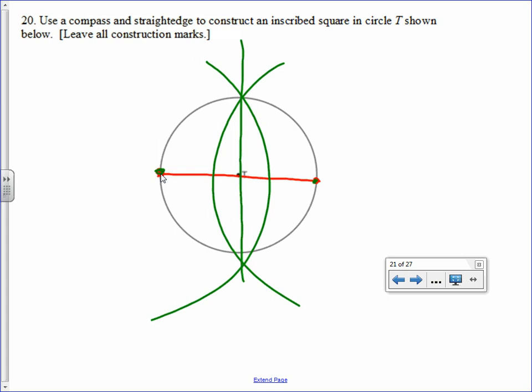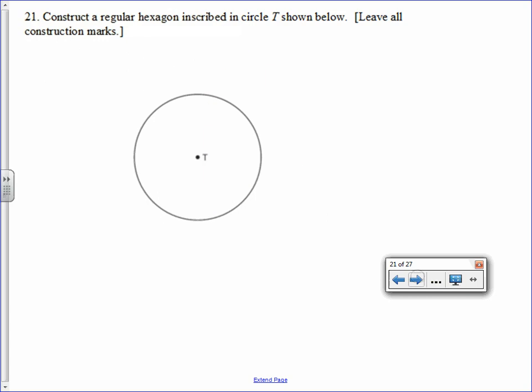Once you do that, you have 1, 2, 3, 4 points on the circle. Notice, I don't care where it intersects, I care where it hits the circle. Once you have them, use your straight edge and connect the 4 points. It should be touching the circle, and that's your square inscribed in the circle. Again, don't you dare do what I'm doing right now. Use your compass and straight edge.